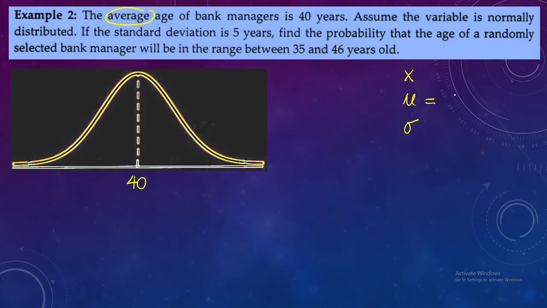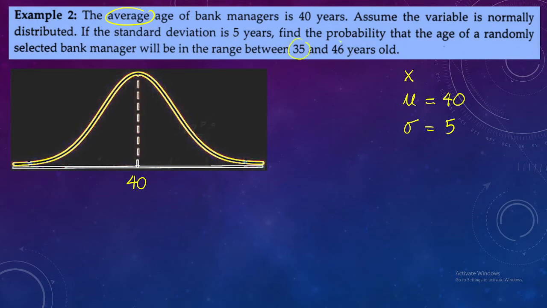The population mean is 4,000, rather, 40 years, I mean, not 40,000. 40 is the average or the mean. So, assume we have a standard deviation of 5 years. Find the probability the age of a randomly selected manager will be in the range between 35 and 46.